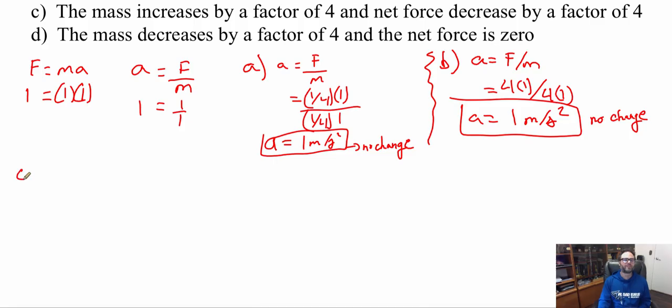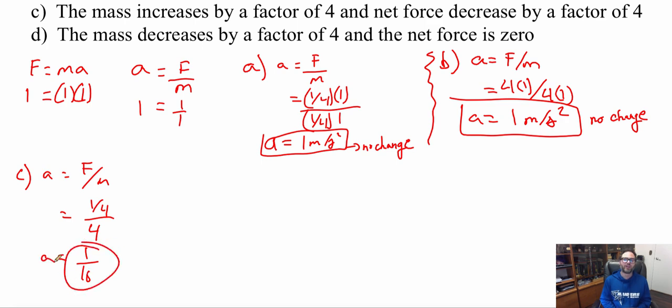So let's look at part C. Once again, we're going to set it up. We know acceleration is equal to force divided by mass. In this case, my mass is increased by a factor of 4, so I'm going to multiply my mass by 4. And we know my force is decreased by a factor of 4, so I'm going to multiply my force by 1 over 4. Altogether, I get 1 over 4 divided by 4, which gives me an acceleration which is going to be 1/16 the strength of my initial acceleration.